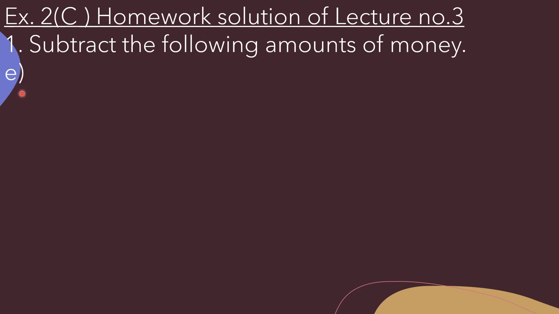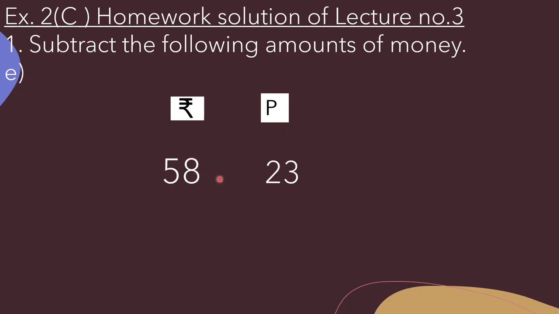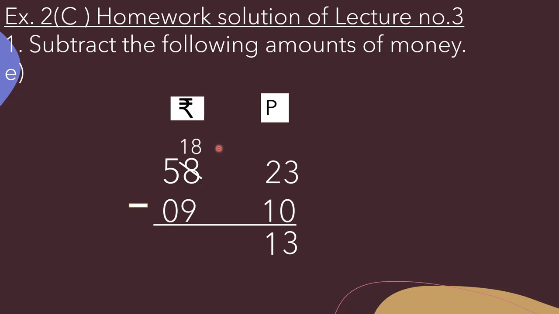So here in E part, it is given rupees and paise, 58 rupees 23 paise and 9 rupees 10 paise. Now we have to subtract. Let's start from our right hand side. So 3 minus 0 is equal to 3. 2 minus 1, 1. 8 minus 9, that is not possible. So here we will take borrow, and this 8 will become 18. And this 5 will become 4. Now 18 minus 9 is equal to 9, and 4 minus 0 is equal to 4. So what is the answer? That is 49 rupees 13 paise, or we can write it like this, rupees 49.13.